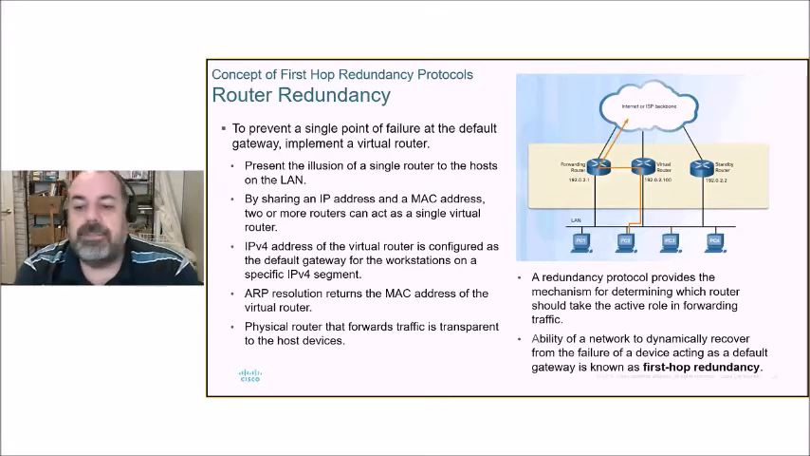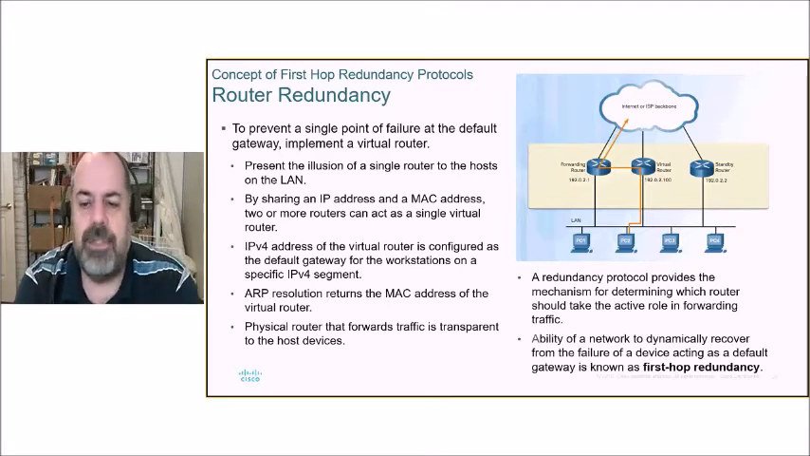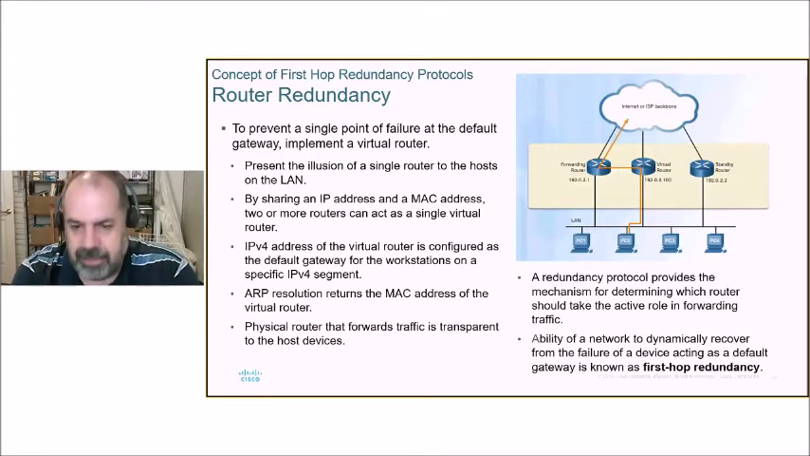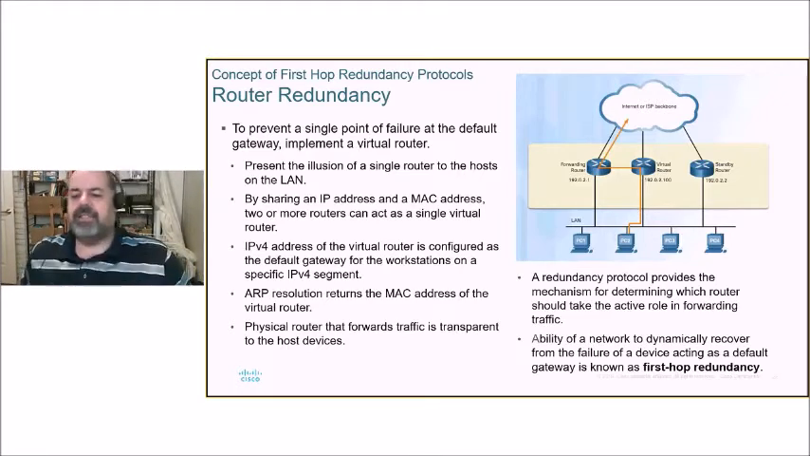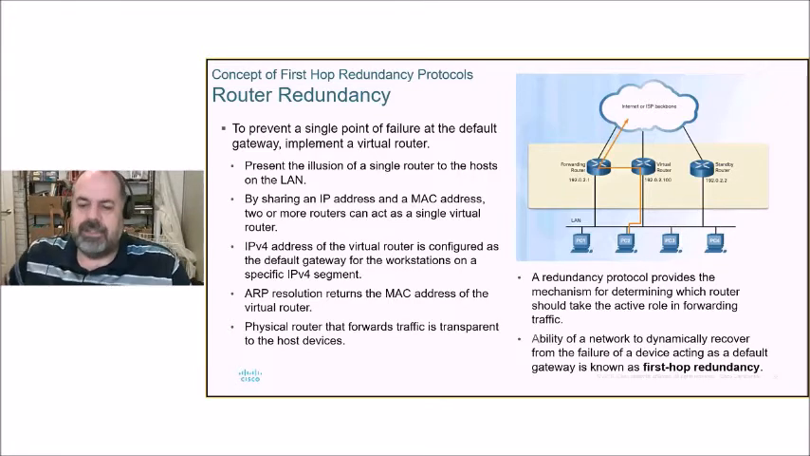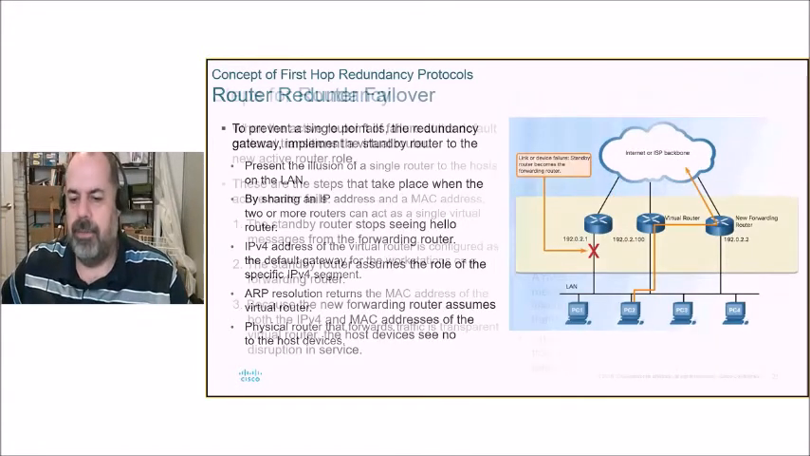A redundancy protocol provides the mechanism for determining which router should take the active role in forwarding, and the ability of a network to dynamically recover from the failure of a device that is acting as the default gateway is known as a first hop redundancy protocol.